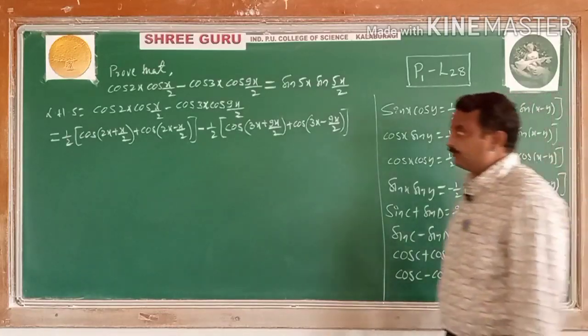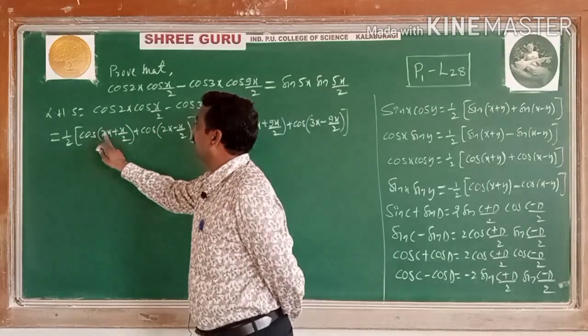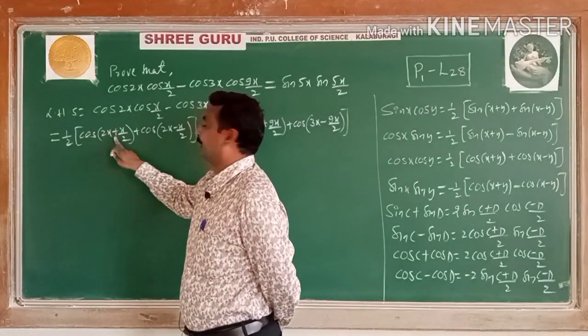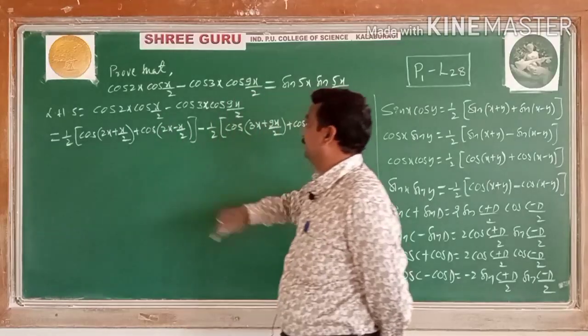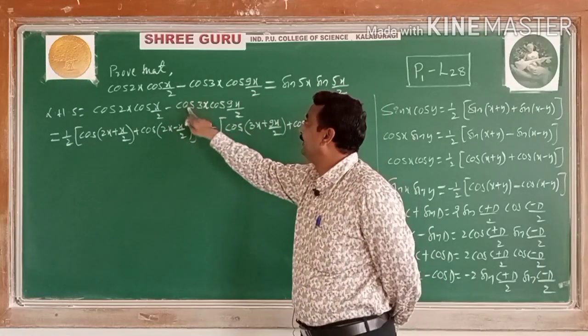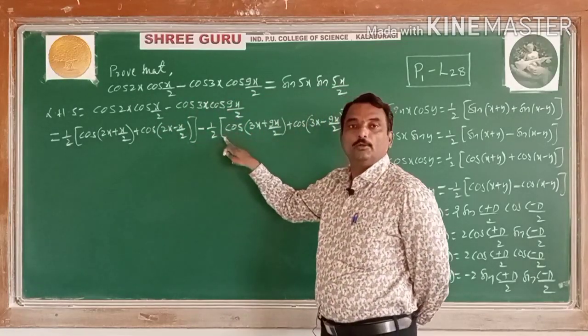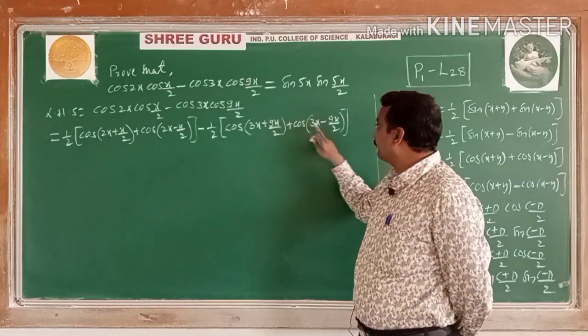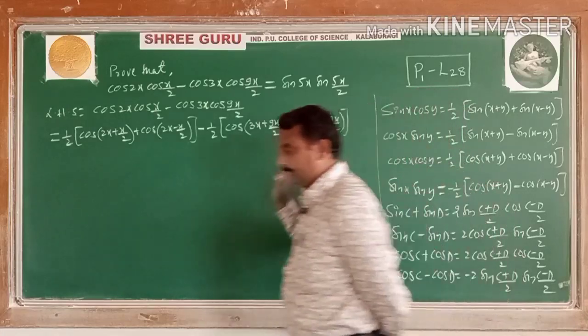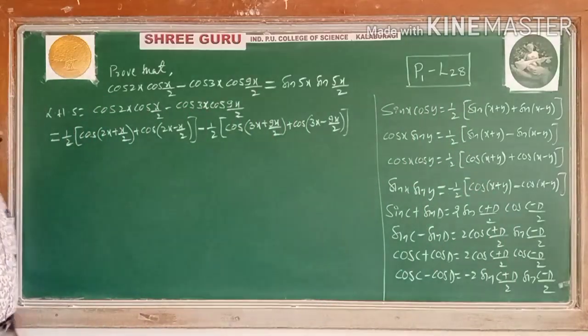See students, this step is important. 1 by 2 into cos of (x plus y) plus cos of (x minus y). Minus as it is. Again here the cos x into cos y form: 1 by 2 into cos of (x plus y) plus cos of (x minus y).